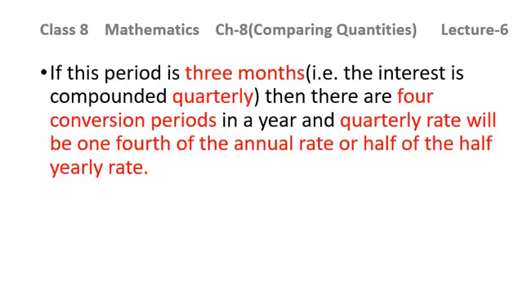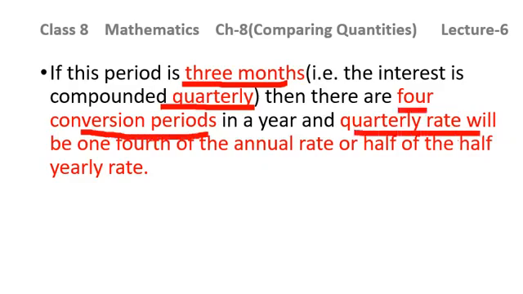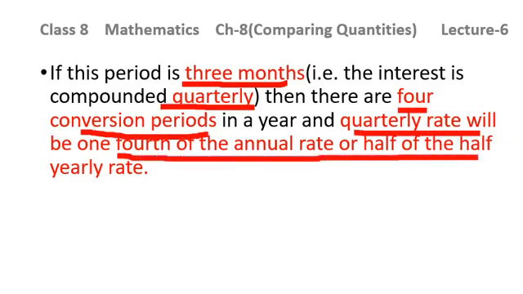If this period is 3 months, so the interest is compounded quarterly. You must be knowing, my dear children, that in 1 year, how many quarters are there? 4 quarters are there. So there will be 4 conversion periods in 1 year, and quarterly rate will be 1/4 of the annual rate.